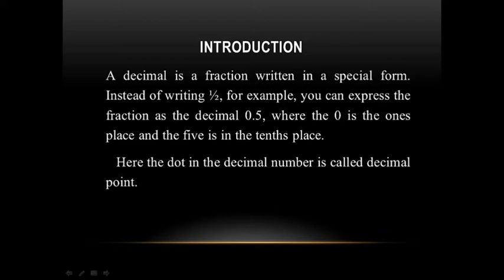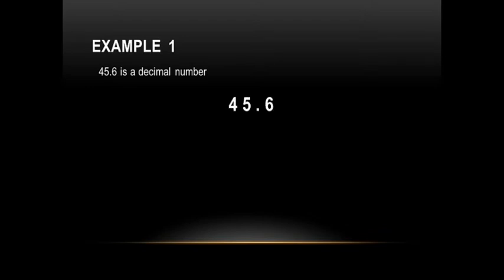Then next, here we will see one example of a decimal number. So here we will take 45.6 is a decimal number. Now 45.6, it is a decimal number. So what is 5, 6 and that dot and even that 4 in this decimal number?